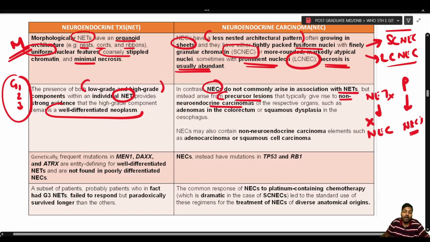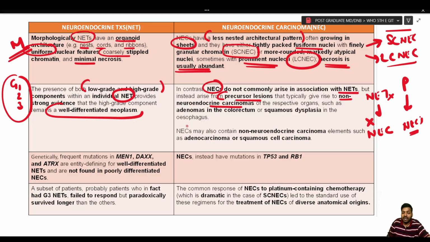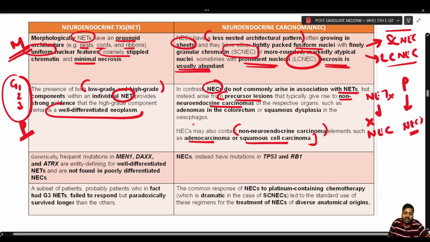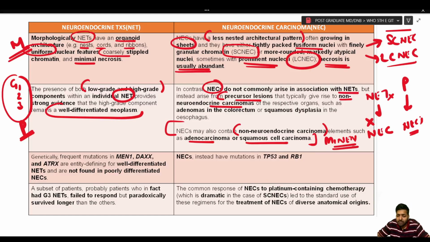This is a further point of differentiation between the neuroendocrine tumors and the NECs. Their point of origin is different, so pathologically, or embryologically, they are also different. Neuroendocrine carcinomas may also contain non-neuroendocrine carcinoma elements such as an adenocarcinoma or squamous cell carcinoma, and in that case we call them MiNEN. We will discuss more about this concept when we discuss the mixed neoplasms.